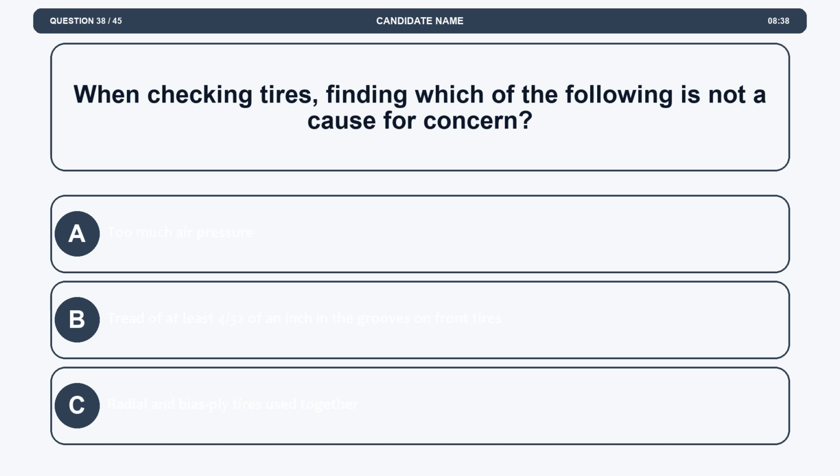Question 38. When checking tires, finding which of the following is not a cause for concern. Option A, too much air pressure. Option B, tread of at least 4/32 of an inch in the grooves on front tires. Option C, radial and bi-split tires used together.